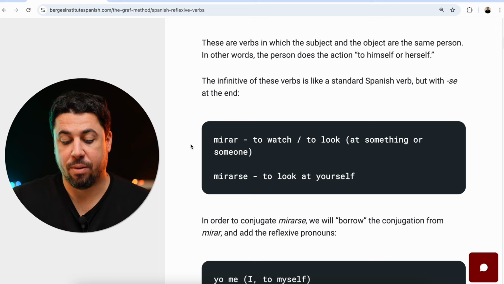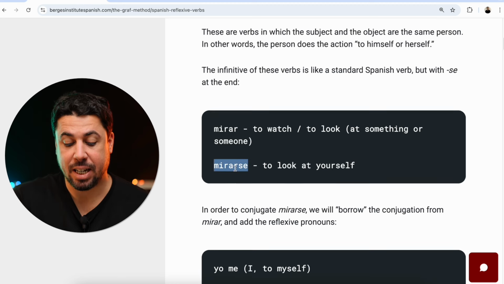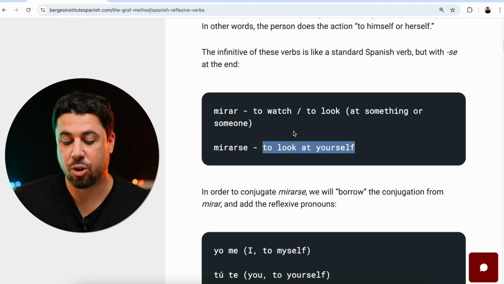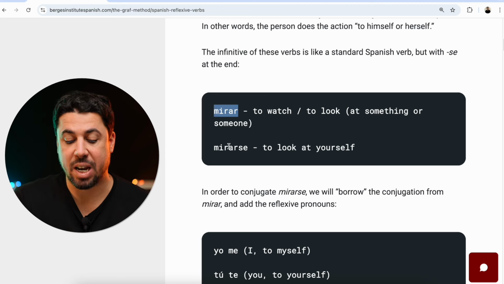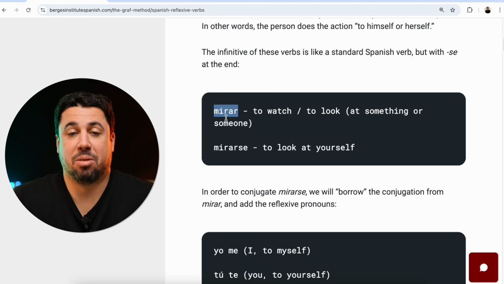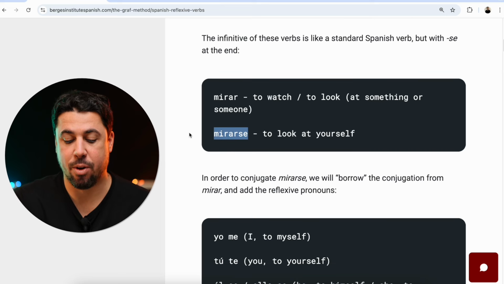So we have, for example, the verb mirar, which is to watch or to look at something or someone, and this one is not a reflexive verb. However, mirarse is a reflexive verb, and it has a different meaning. It means to look at yourself. So we have to think of mirar and mirarse as different verbs. Mirar is, we'll call it a standard verb, and mirarse is a reflexive verb.